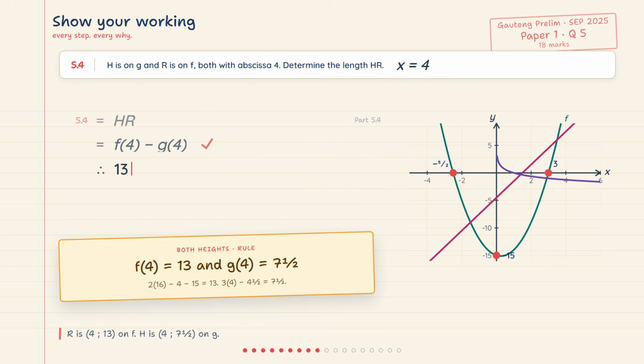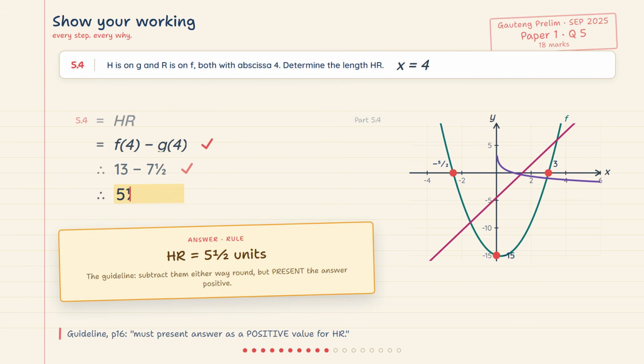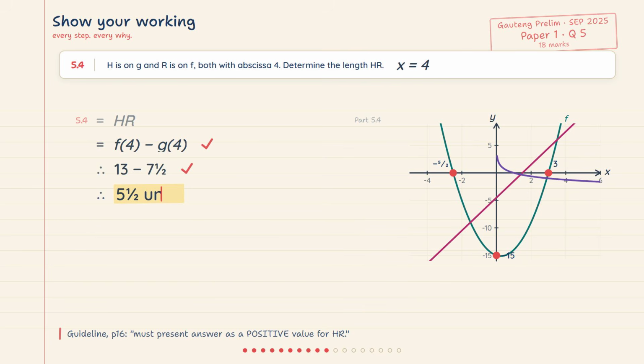Substitute 4 into each. For f, 2 times 16 is 32, minus 4 is 28, minus 15 is 13. For g, 3 fours is 12, minus 4.5 is 7.5. So the 2 points are (4, 13) and (4, 7.5). 13 minus 7.5 is 5.5 units.